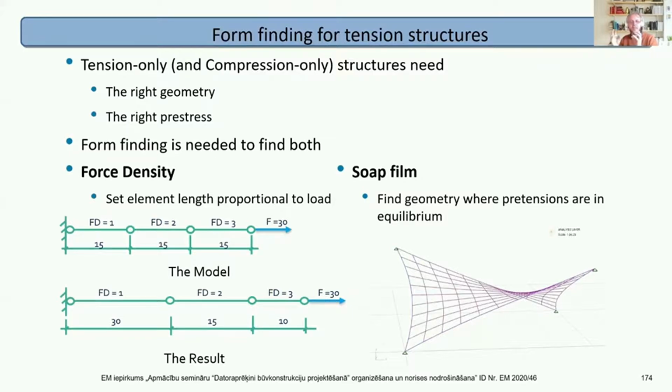So with soap film, you would say, these are the pretensions I want, find me the geometry. With force density, you say, well, these are the force densities. Force density will find something much faster, but maybe not quite in equilibrium. So force density tends to be used by architectural form finding models. Soap film and dynamic relaxation tend to be used in engineering form finding models where we need that extra level of detail and accuracy.